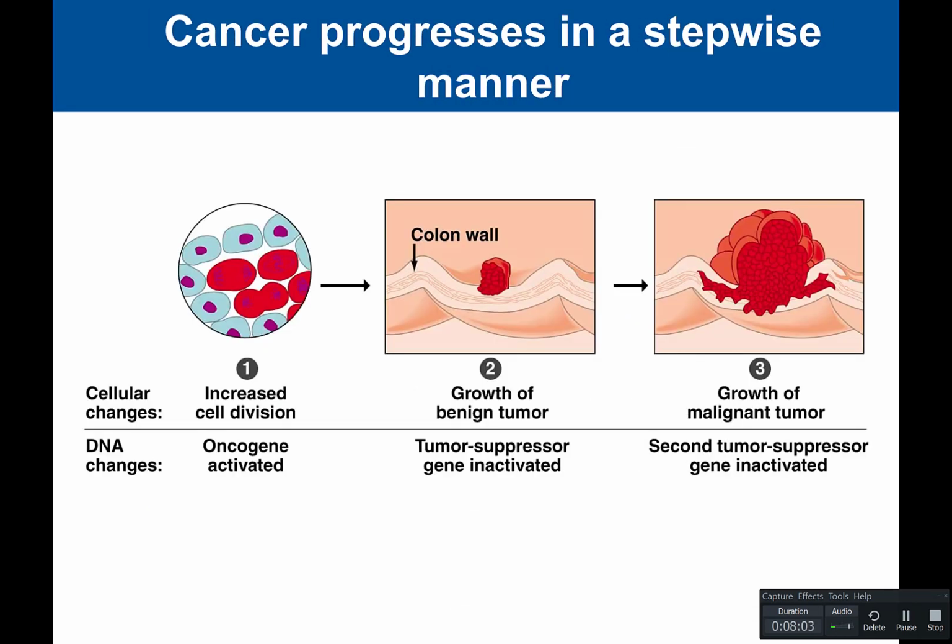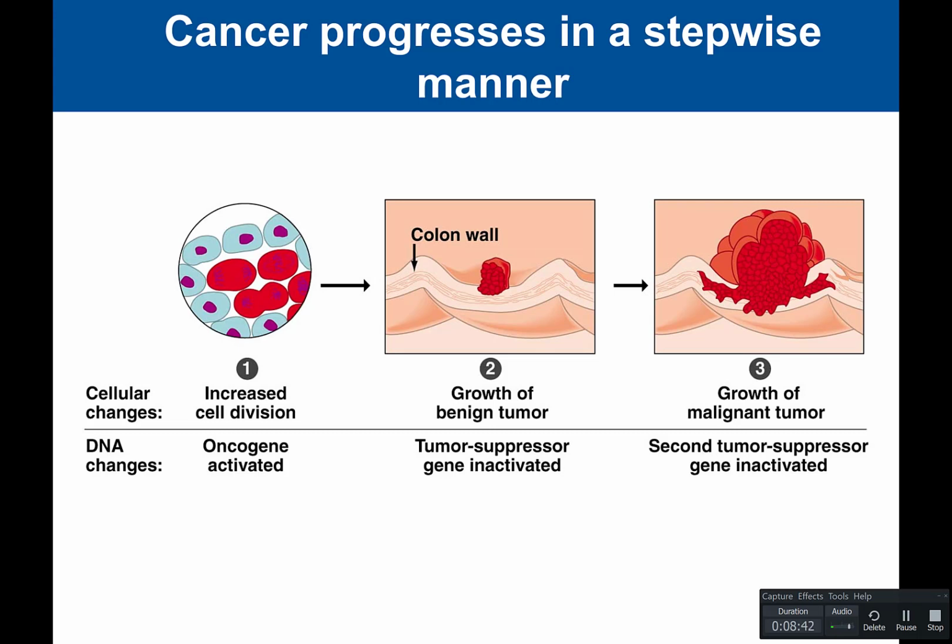So when we look at cancer, cancer progresses in a stepwise manner. And what that means is it's not just one mutation that is going to lead to cancer. So if you inherit one particular mutation, it doesn't mean with 100% certainty that you're going to get that type of cancer, because cancer is the accumulation of multiple types of mutations. And as a result, this is why cancer is usually associated with people who are older or elderly, because it takes time to accumulate these mutations.